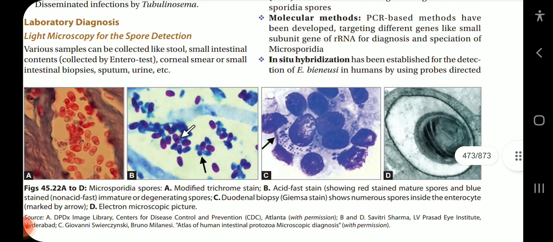Now, in these figures, we can see Microsporidia spores. A shows modified trichrome stain, B shows acid fast stain showing red stained mature spores and blue stained non-acid fast spores, immature or degenerating spores. C shows a duodenal biopsy with Giemsa stain showing numerous spores inside the enterocytes, marked by arrow, and D shows an electron microscopic picture.